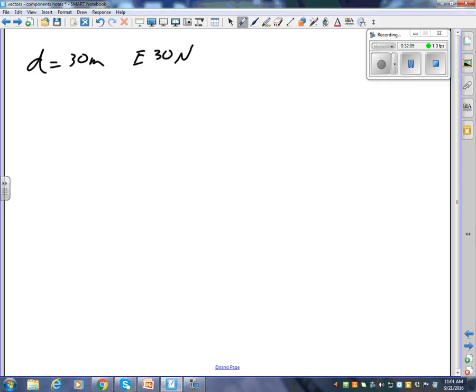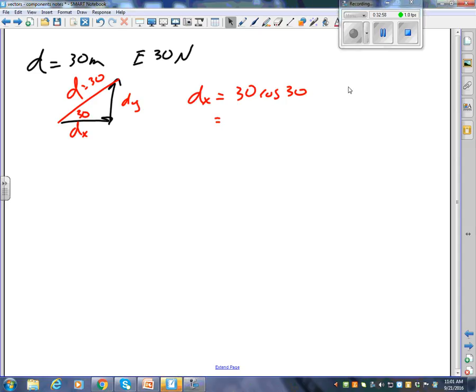The first one says D equals 30 meters east, 30 degrees north. So you draw a picture, east and north. That's our D value, which is 30, and our angle is 30. But you're not done. You have to find the components, Dx and Dy. Is x adjacent or opposite? Adjacent, so you're going to use cosine. So it's going to be 30 cos 30. And the y is going to be 30 sin 30.